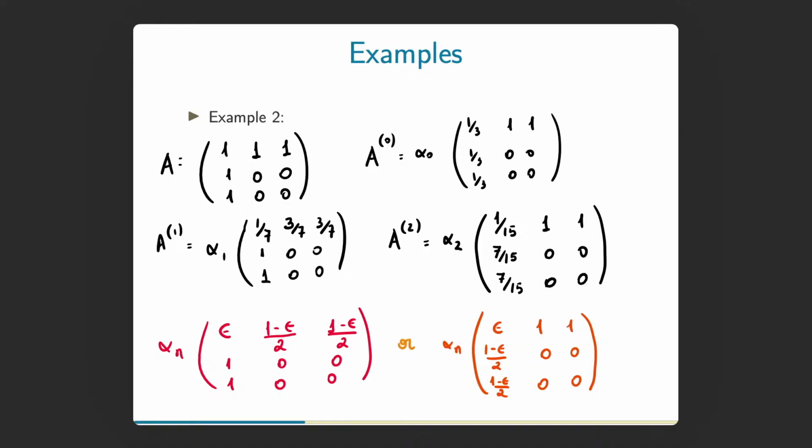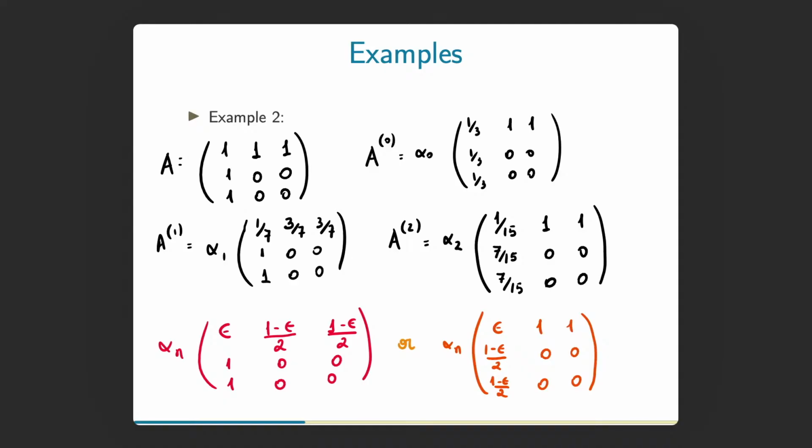Then again, whenever I column normalize, this sum is 15 over 7, so this becomes 1 over 15, 7 over 15, 7 over 15, 1, 1. But notice now that regardless of what I'm doing, this answer here is going to 0.